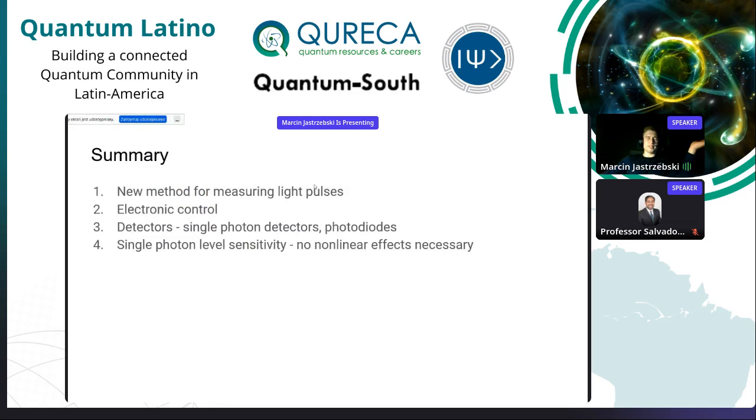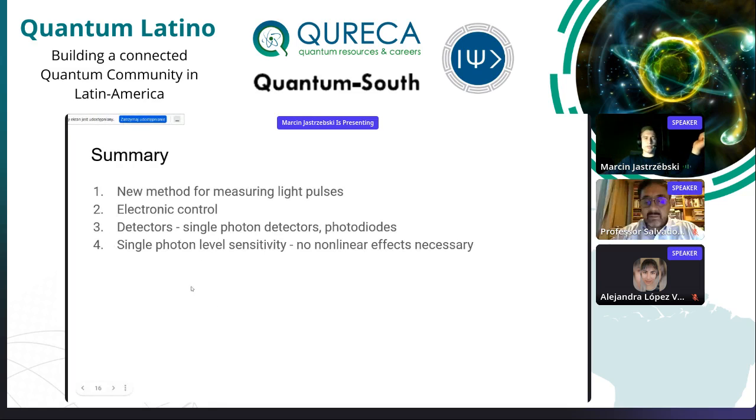To quickly summarize, it is a new method for measuring light pulses. We control the shifts electronically, and as detectors, we use single photon detectors or just photodiodes. The most important thing is there is single photon level sensitivity, because as you probably saw, there are no nonlinear effects here, and they tend to be very inefficient energetically. You need a lot of power to pump some crystals to generate second harmonic or something like that. We don't have anything like that here, so we don't need any nonlinear effects. Thank you very much. That's all I have to say.